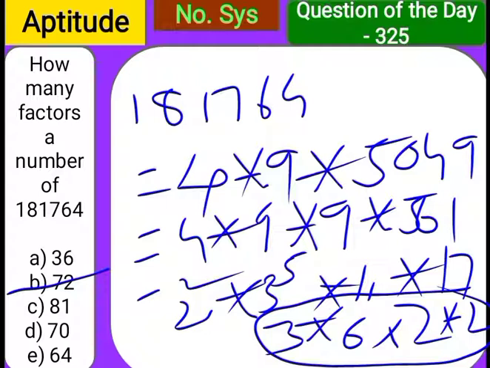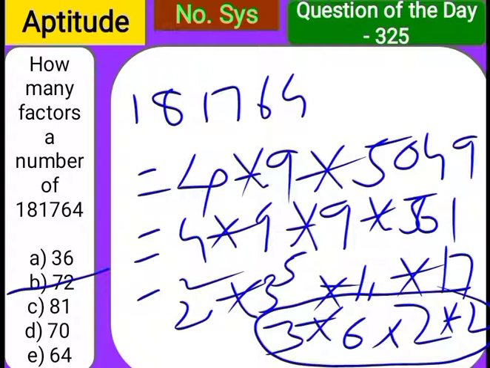Again I am telling you, try to divide into factors. First divide by 4 and again by 9. It is 5049. Again 5049 divided by 9 becomes 9 into 561. Again 561 divided by 3 becomes 3 into 11 into 17. So 9 is 3 square, another 9 is 3 square, one more 3, so 3 power 5. 11 into 17 as it is. 4 becomes 2 square.